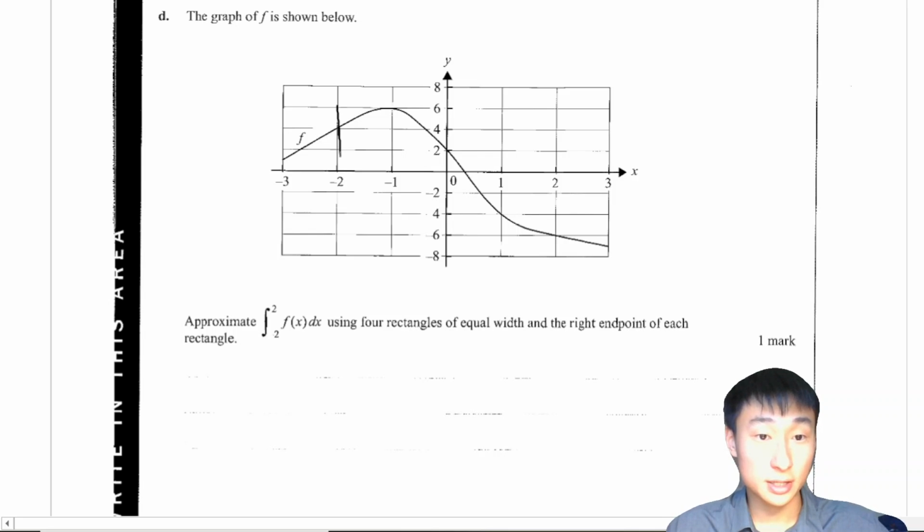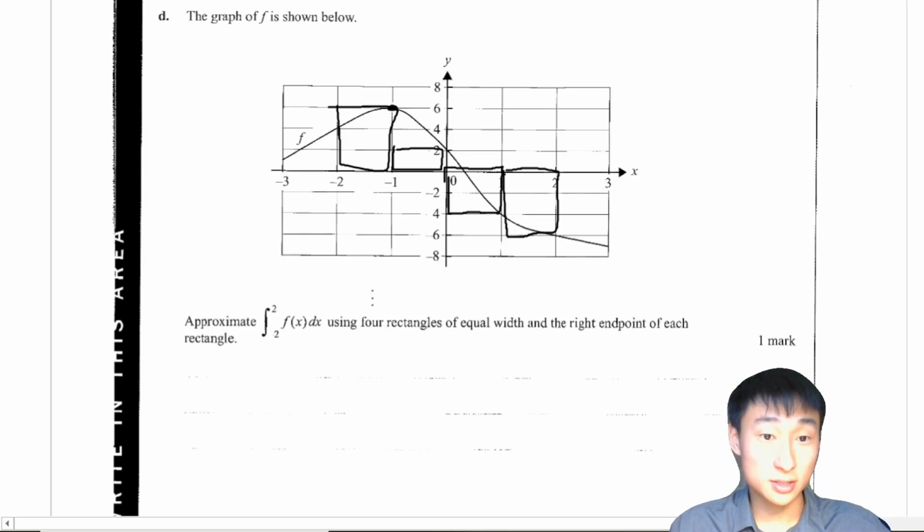Right endpoint, so that's this, that's this, that's this, I think. Interesting question. Right endpoint. That looks right, I think. 4 rectangles with the right endpoints.